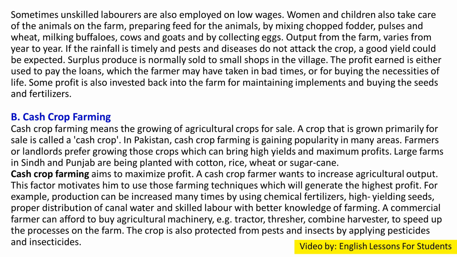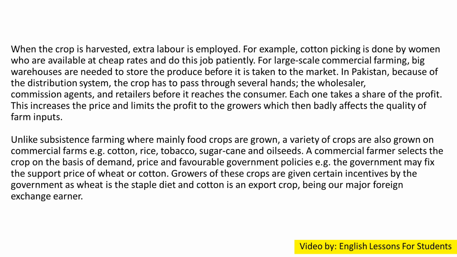A commercial farmer can afford to buy agricultural machinery, for example, tractor, thresher, combine harvester to speed up the processes on the farm. The crop is also protected from pests and insects by applying pesticides and insecticides. When the crop is harvested, extra labor is employed. For example, cotton picking is done by women who are available at cheap rates and do this job patiently.